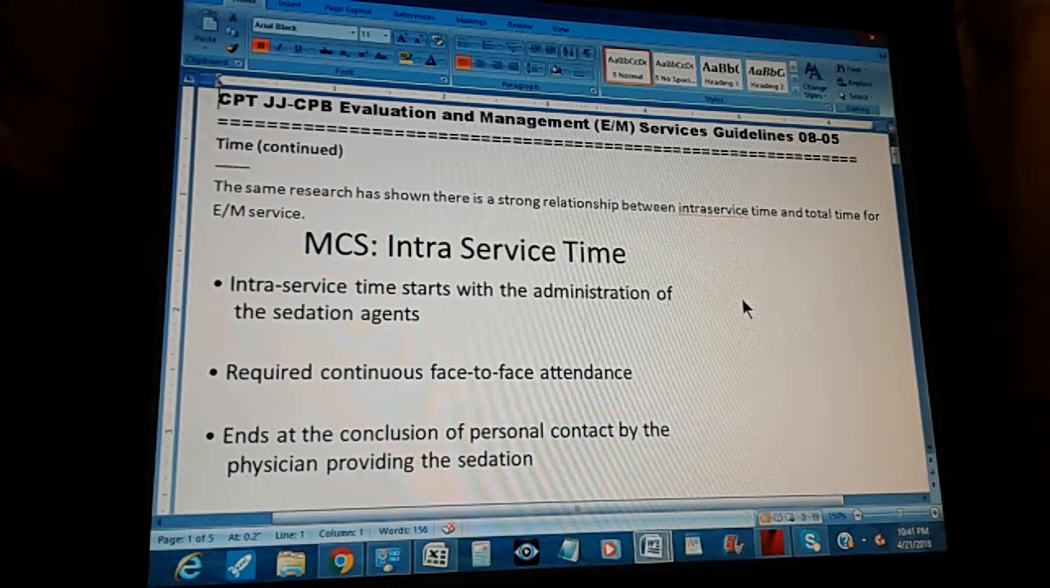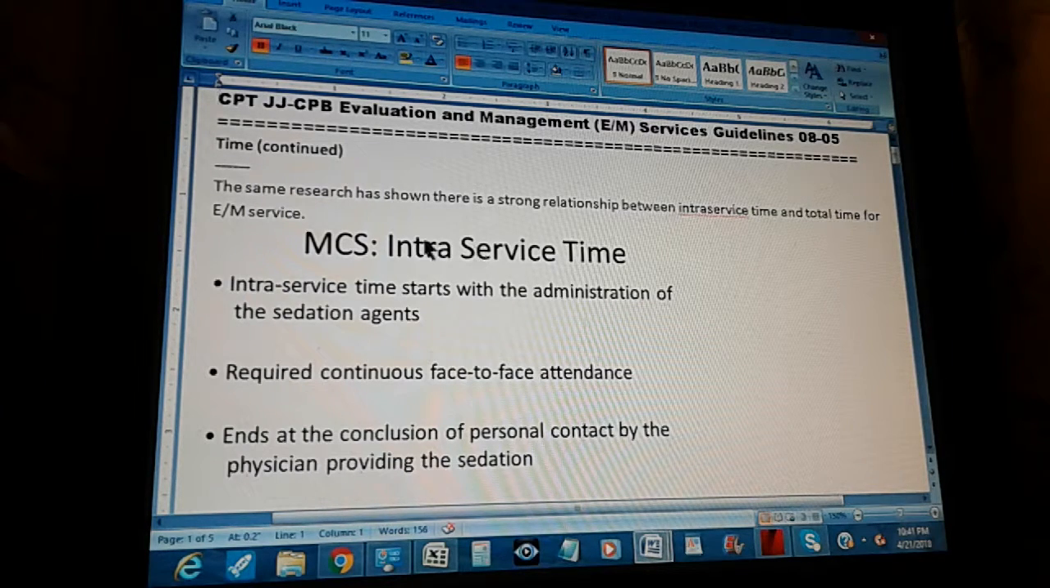CPT JJ-CPV Evaluation and Management E&M Services Guidelines, page 8, part 5. Time, continued. The same research has shown there is a strong relationship between intra-service time and total time for evaluation and management service. They're just telling you that there's a relationship between intra-service time and total time. So when there's more intra-service time, there's going to be more total time. So there's a connection there, right?